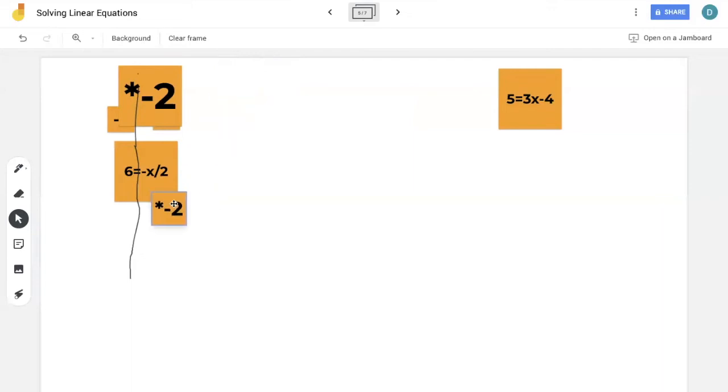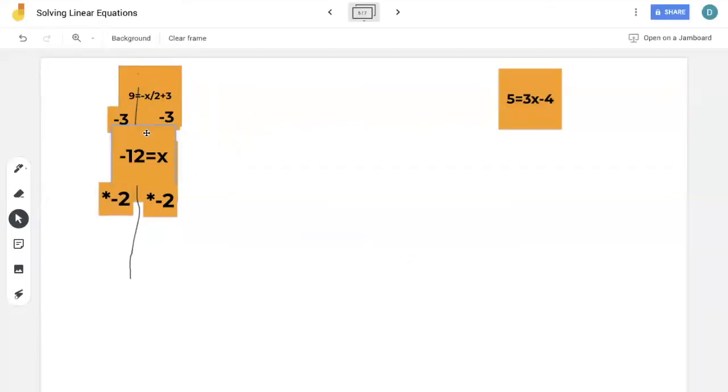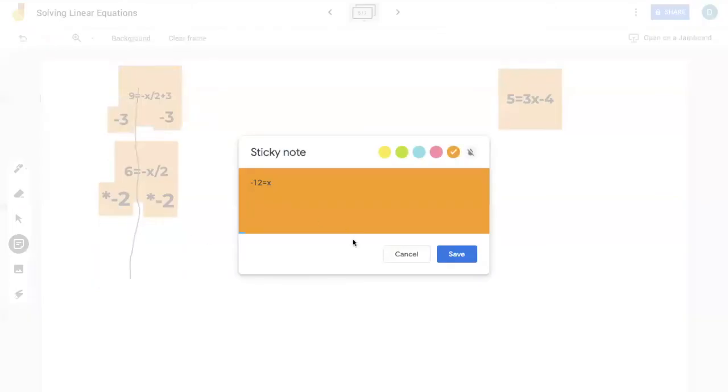And what that will do is it will cancel out this division right here with the x's. So we want to have a positive x by itself. That's the key. You want positive x. So what is negative 2 times 6? Negative 12 equals x.